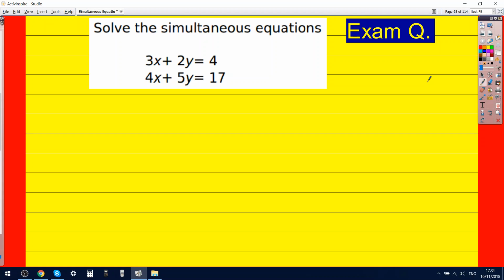So you need to find a common denominator between the y's. Wait, can't you just add? X's or y's. But can't you just add them? Oh. So if you added them, you'd get 7x plus 7y, so you'd still have a mix of x and y.